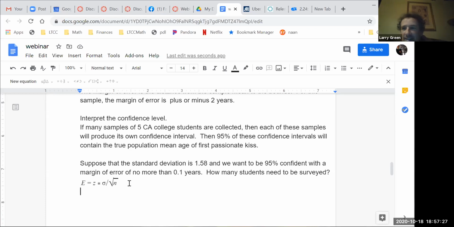N. So now comes the fun part. I know this is like all of your favorite things to do, and that is algebra. So I'm just going to quickly do the algebra in my head. And if you don't want to, you can just watch me do it in my head. So I'm going to multiply by root n, divide by E, and square both sides. And what we get is n is equal to (z sigma over E) quantity squared.